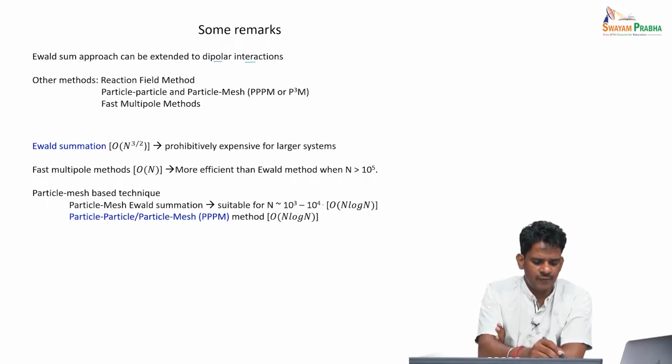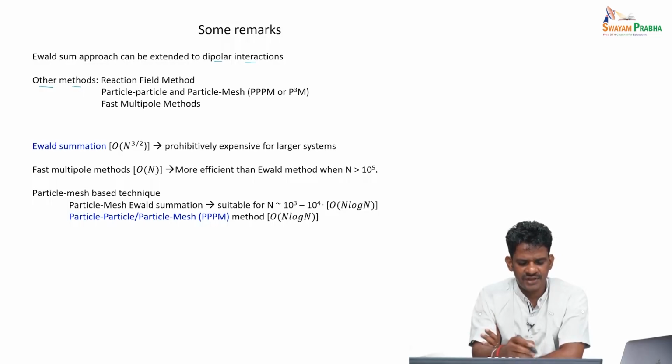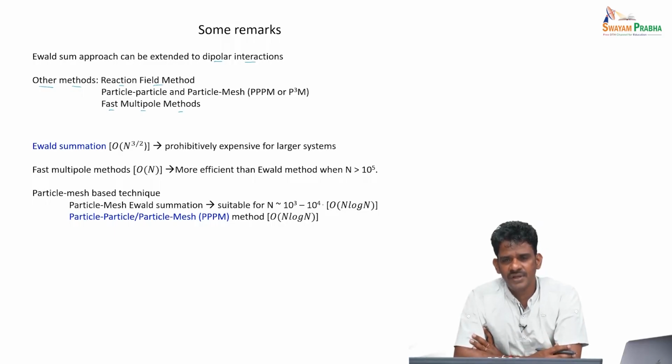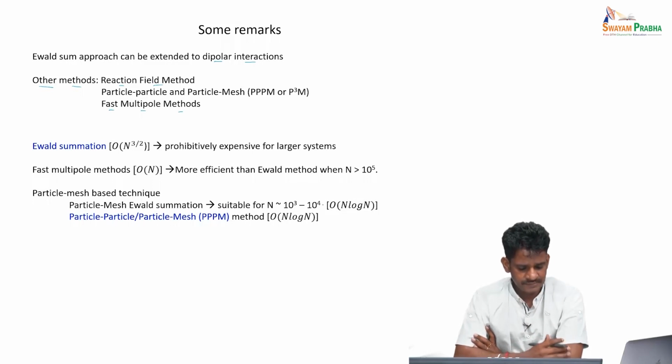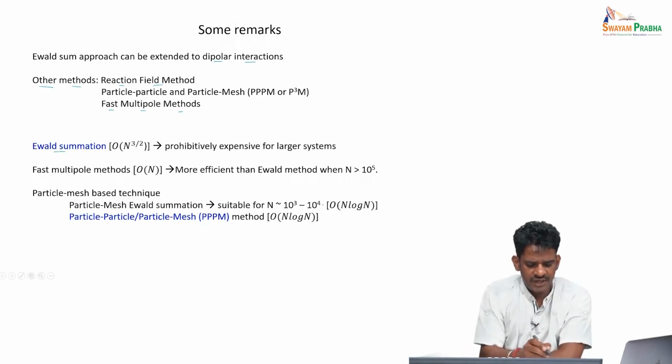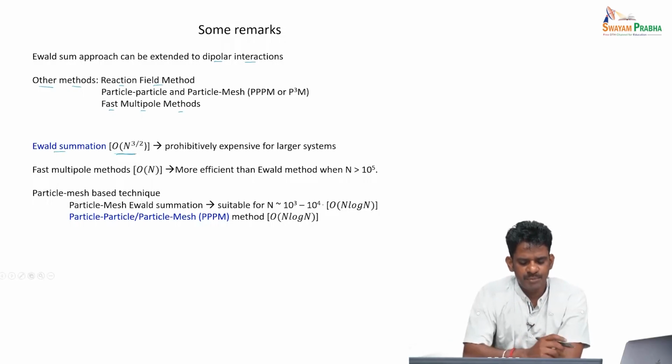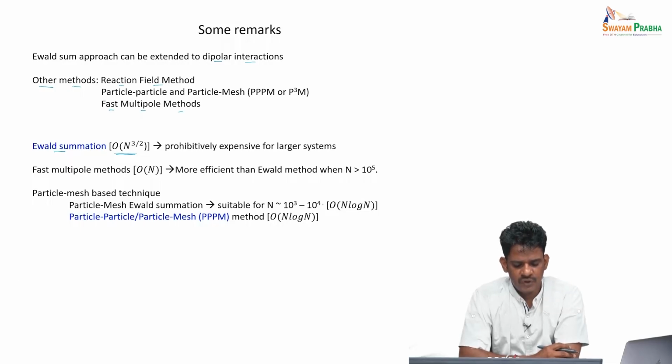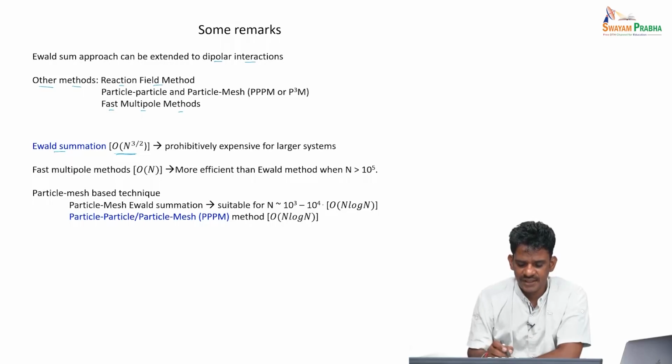Not only these Ewald summation and P3M methods, but there are also other methods known as the reaction field method and fast multipole methods. These are some of the other methods that are available, which improve on the speed of calculation of electrostatic interactions. Just to give a comparison, the Ewald summation operation has a scaling of N to the power 3 by 2, and because of this N^(3/2) order, for large system sizes it becomes computationally quite expensive.